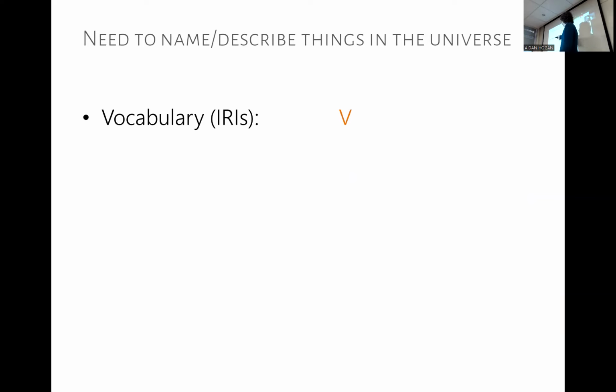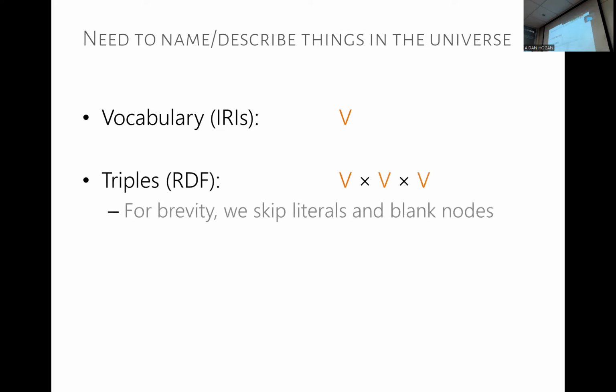So we have a vocabulary, normally IRIs. I'm going to simplify a little bit here and just consider IRIs. So we have a set V, which is our vocabulary with which we can refer to things and name things. We have triples in RDF, which is V times V times V, which is just a set of triples of terms. Yeah. And we have a graph, which is a set of, this is the set of all sets of triples. Yeah. So a graph is essentially a set of triples, where every triple has 3 terms from the vocabulary.